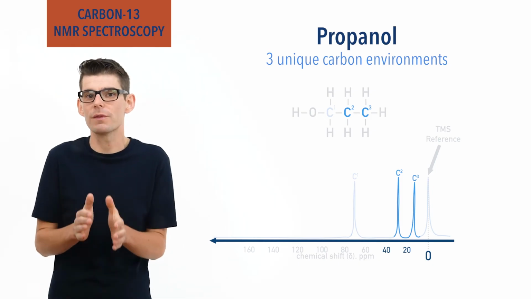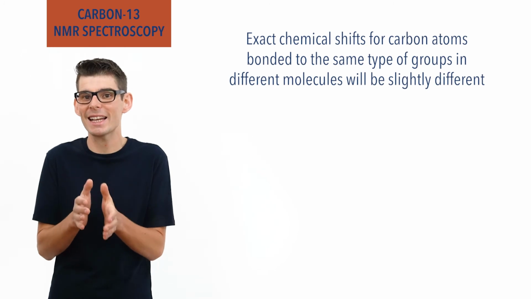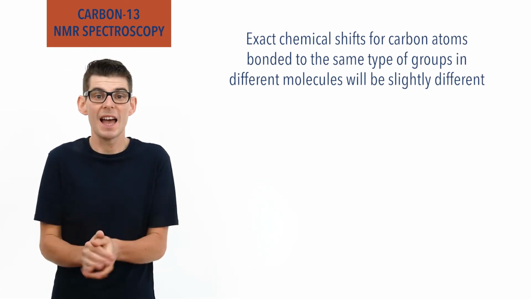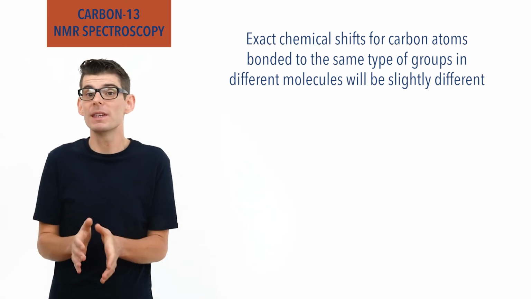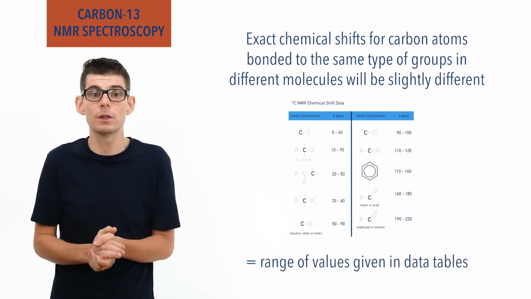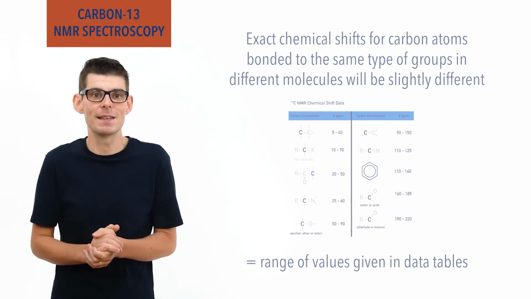The chemical shifts for carbons bonded to identical groups will rarely be exactly the same for different molecules, as their exact environment will be slightly different. This means a range of chemical shift values are always given in data tables.